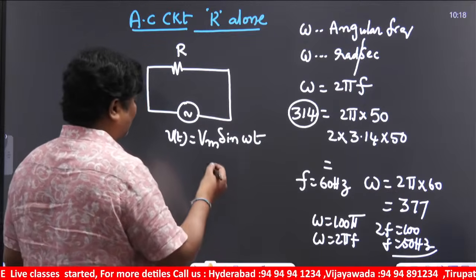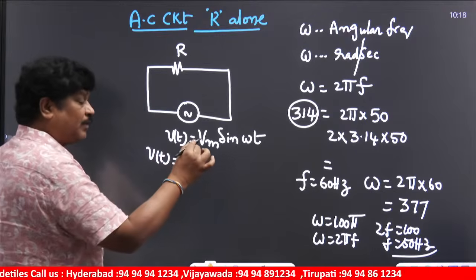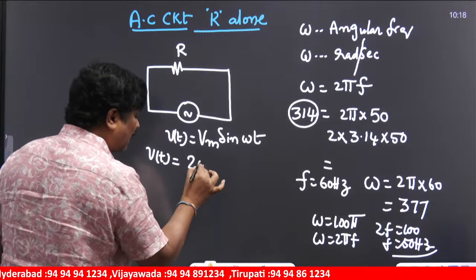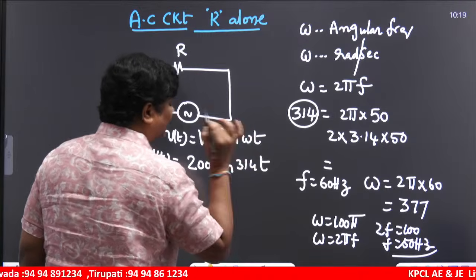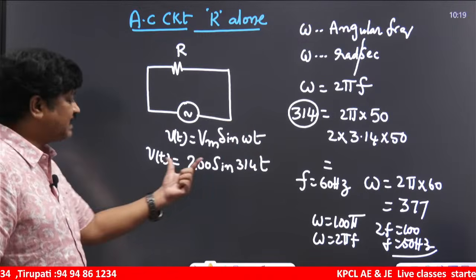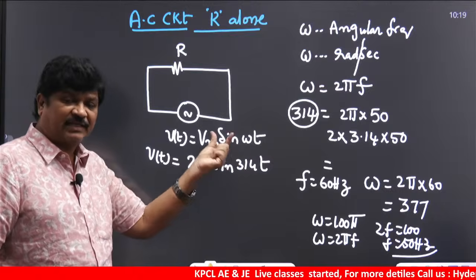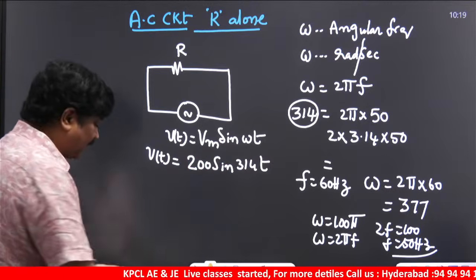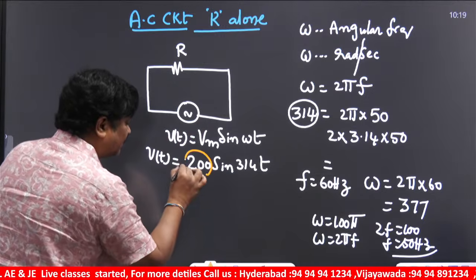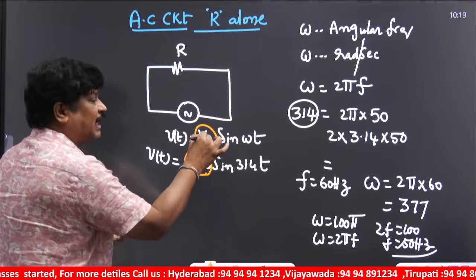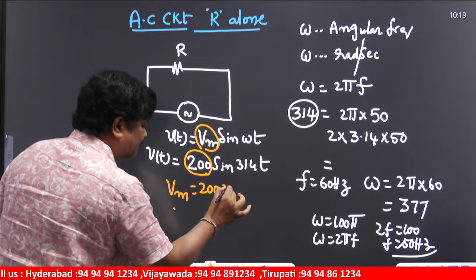I hope now in this case V of t is equal to, for example, 200 sin 314t. They will give it like this. What is the information available from this? From this equation we get the information that this 200 is Vm. So Vm is equal to 200 volts.